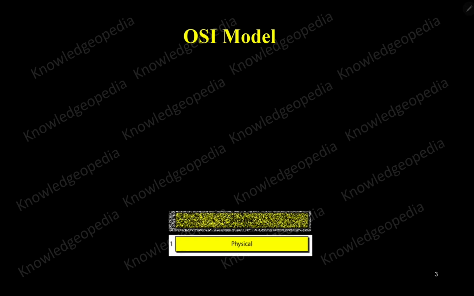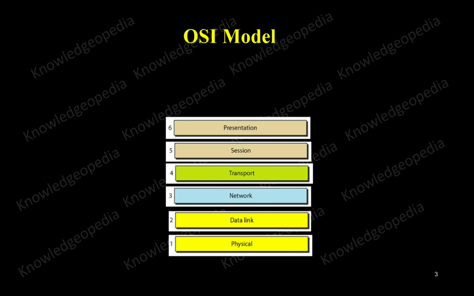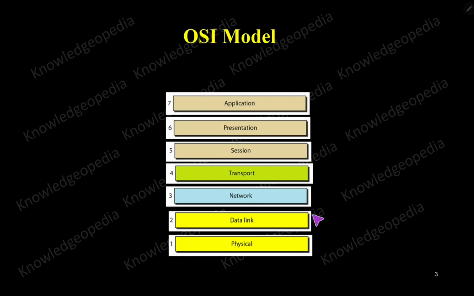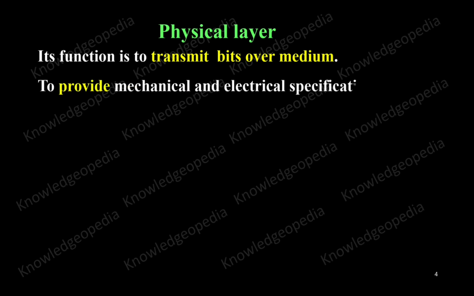We discussed that there is an OSI reference model which has 7 layers. Those 7 layers are physical, data link, network, transport, session, presentation, and application layers. In this lecture, we will be discussing physical layer and data link layer. The function of physical layer is to transmit bits over medium. This is one functionality. The second is to provide mechanical and electrical specifications.